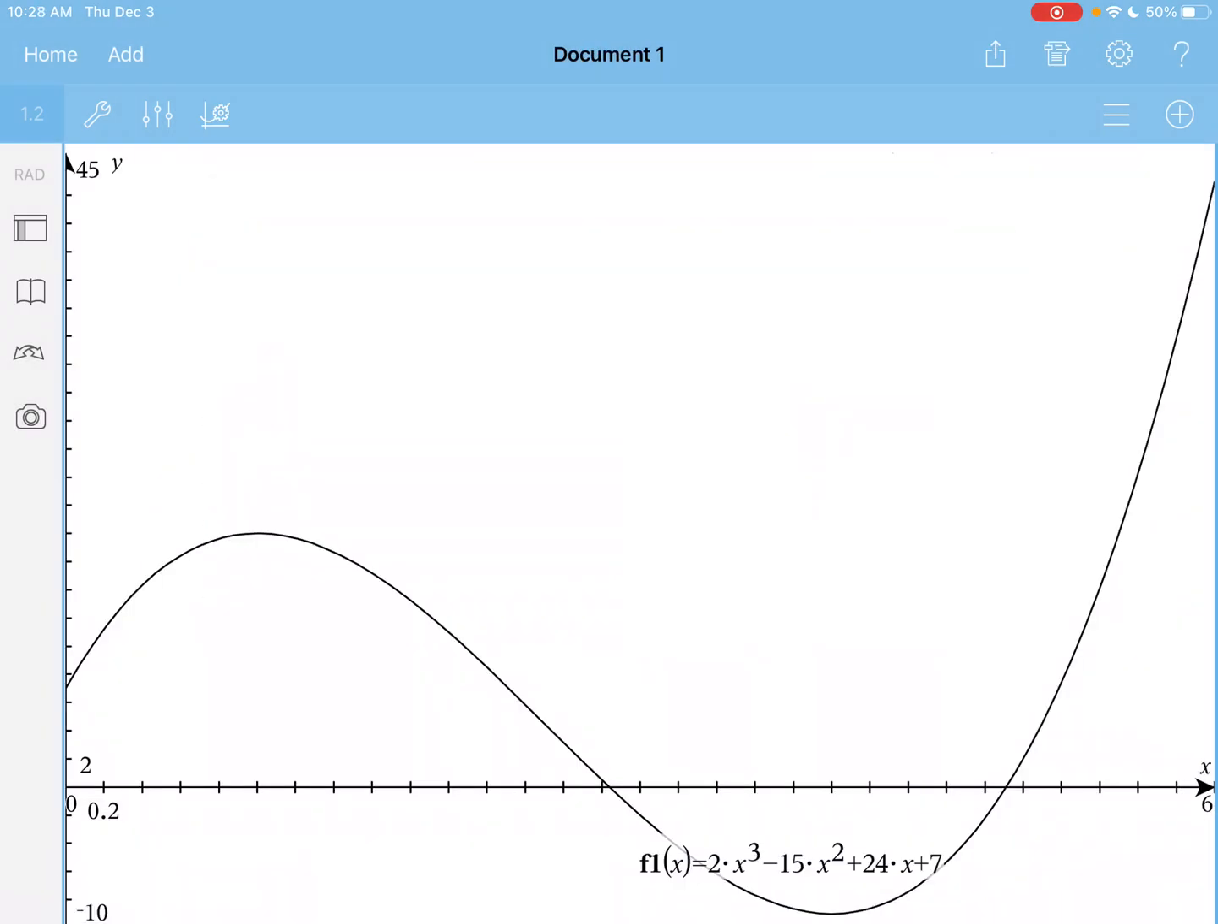And let's see what this graph looks like here, everybody. This is the only part of the graph we care about. We're not really concerned about what happened to the left of x equals 0 or to the right of x equals 6.